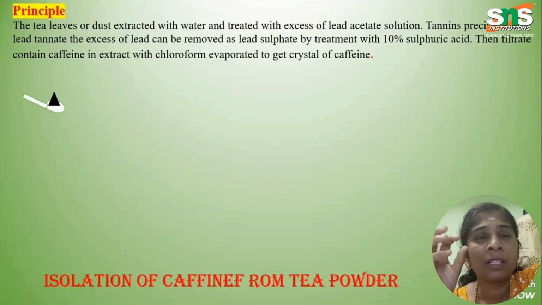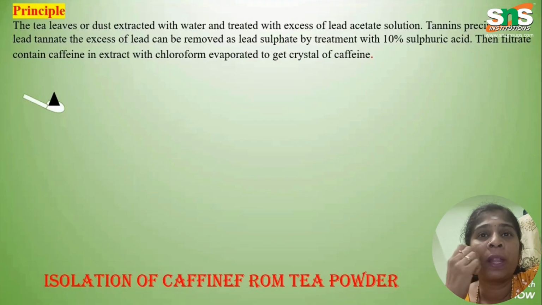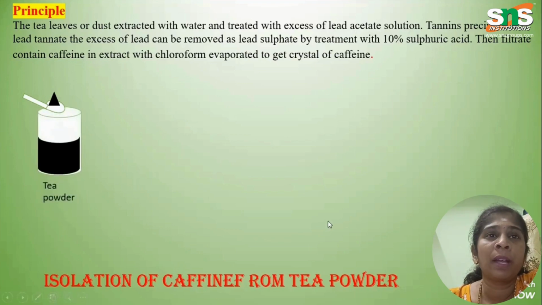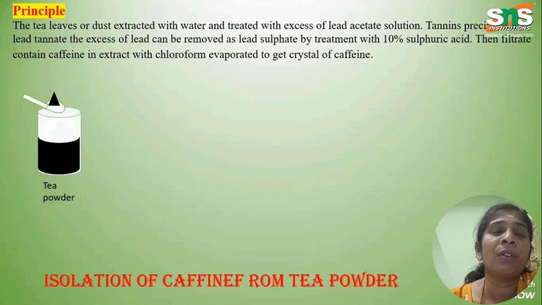Since caffeine is more soluble in an organic solvent than in water under basic conditions, it can be efficiently separated. So, compiling all these principles, that is the extraction of caffeine by hot water, removal of tannins and pigments, selective extraction of caffeine into an organic solvent, and recovery of caffeine by evaporation, we are going to perform the experiment and study how to perform it.